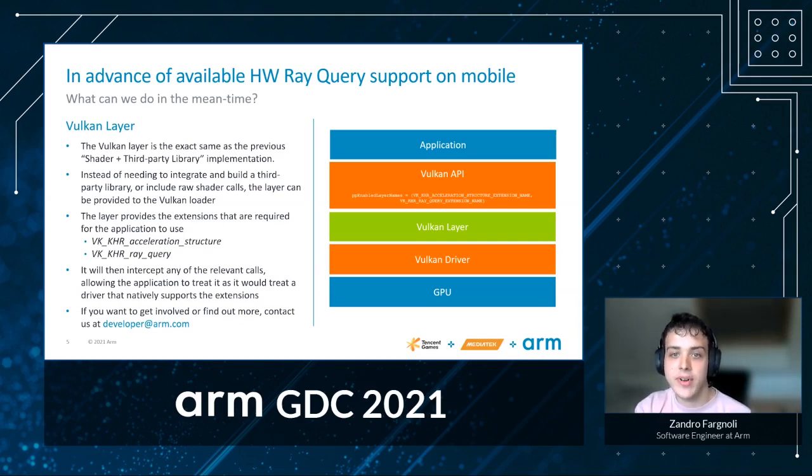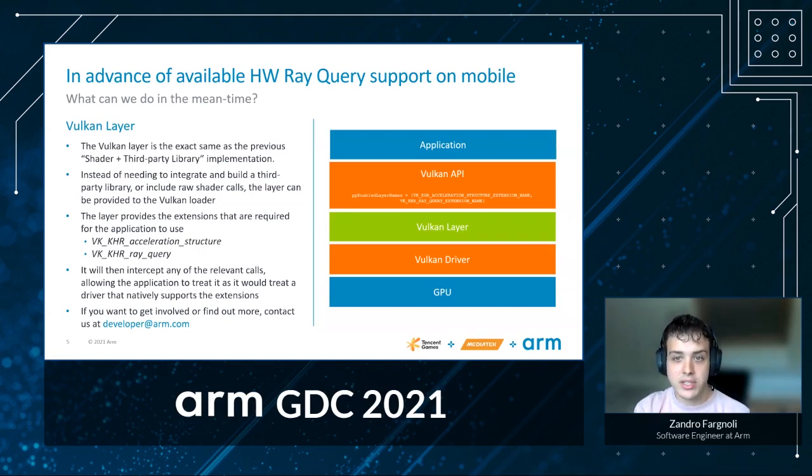The software layer provides the extensions that are required so that the application can use the Vulkan API. And as far as the API is aware, the driver can support these extensions. The software emulation layer slots in between the driver and the Vulkan API, providing a software implementation for the API so the application can perform ray tracing. This means the layer emulates the driver support, hiding away the implementation details from the API and the application.